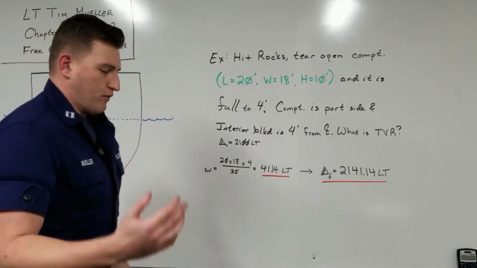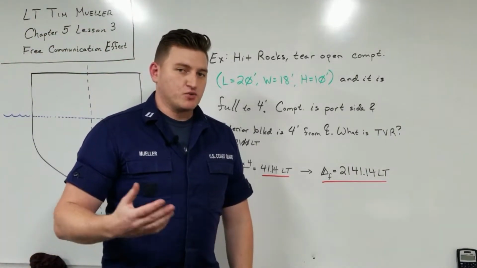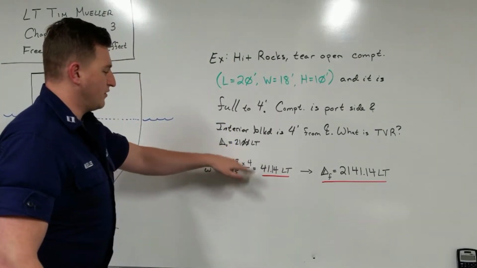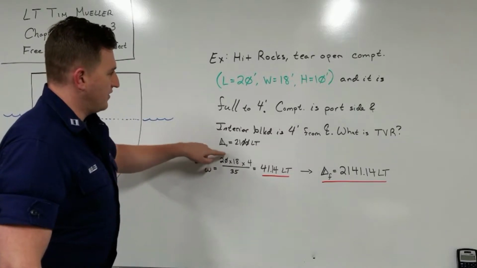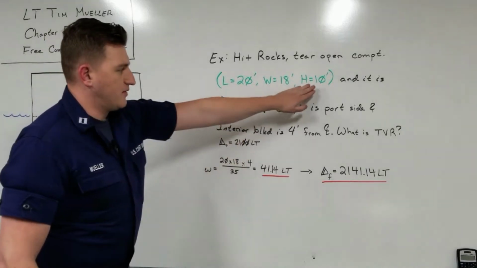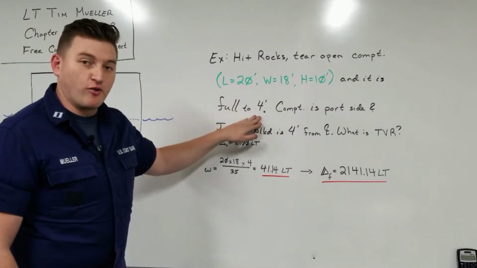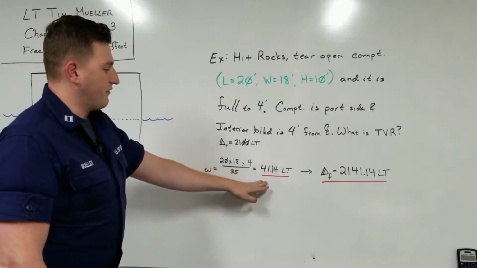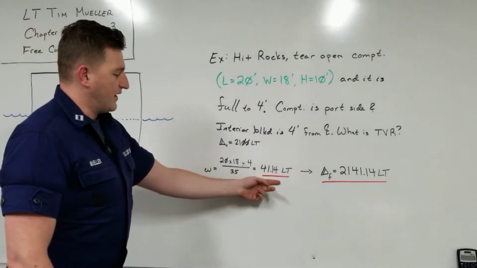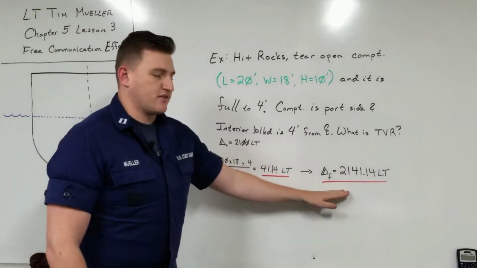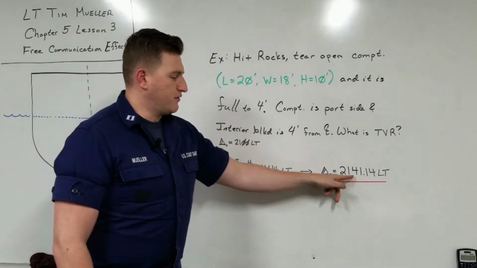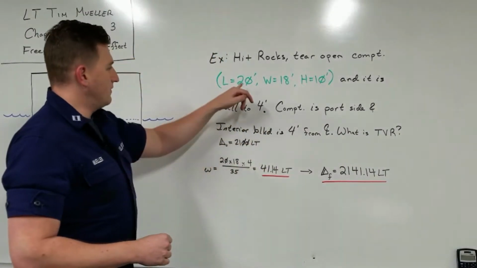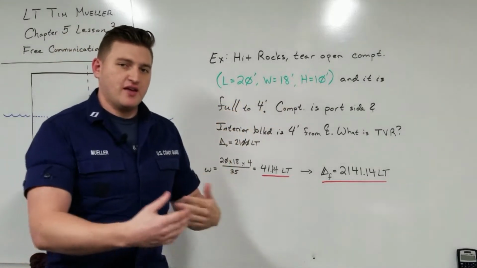So first off, we take on damage. We've flooded. We have to find out how much weight we've added to the ship so we can find our final displacement. Originally, we displaced 2,100 long tons. We brought on length times width times depth. The compartment is 10 feet high, but it's only flooded to 4 feet. Divided by the specific volume of seawater, 35 cubic feet per long ton, we get 41.14 long tons. Adding this to our original displacement gives us a final displacement of 2,141.14 long tons.